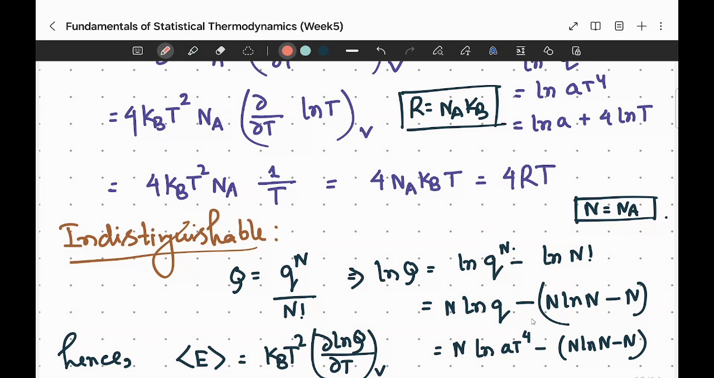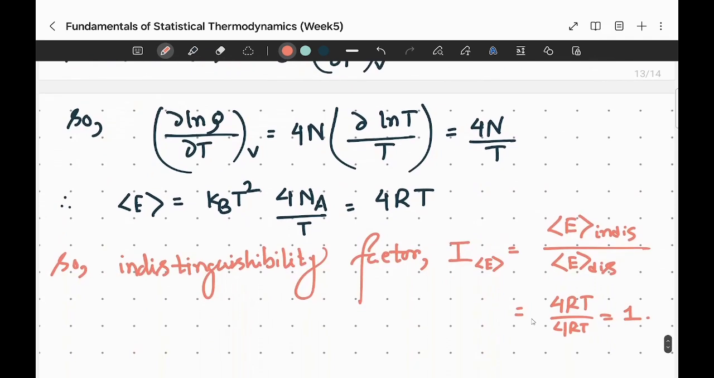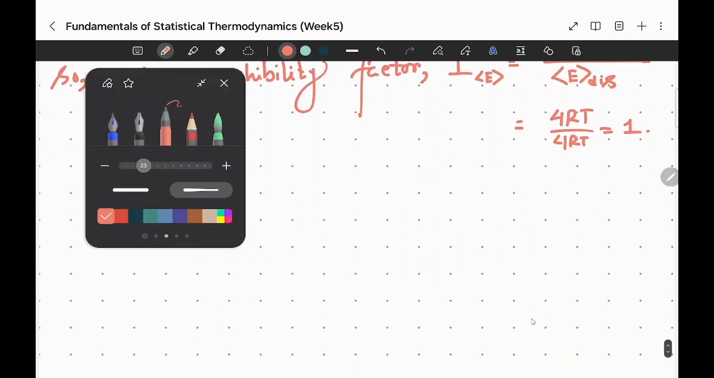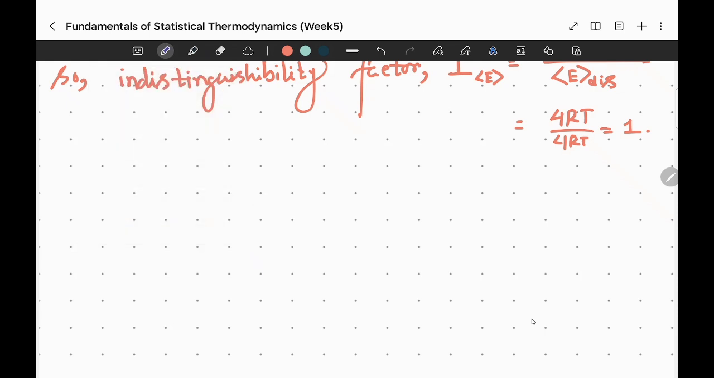Because every property will be the same. Let us check whether every property will be the same or not. What do you think? Then the internal energy will also be the same as this. Internal energy is the same.